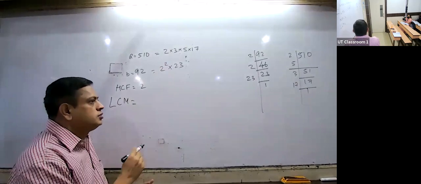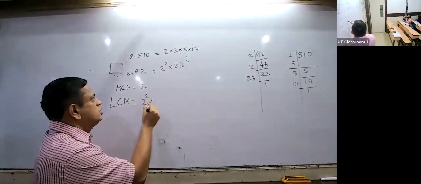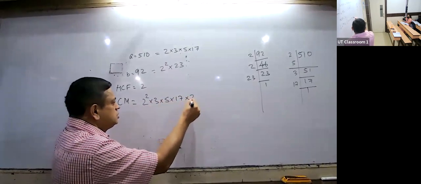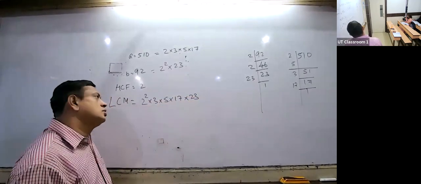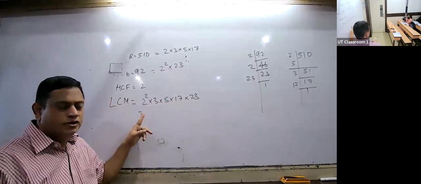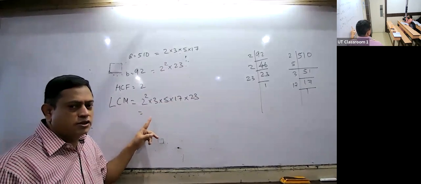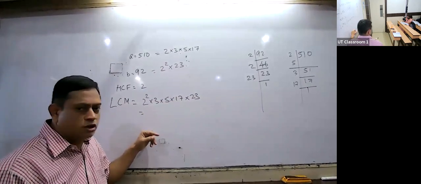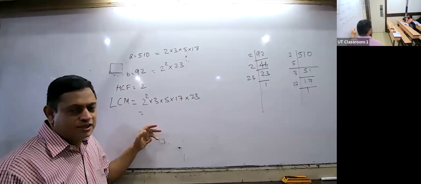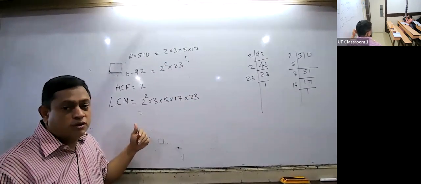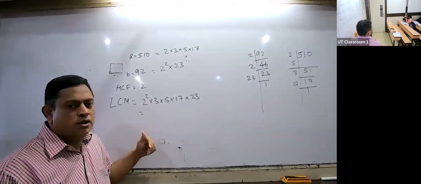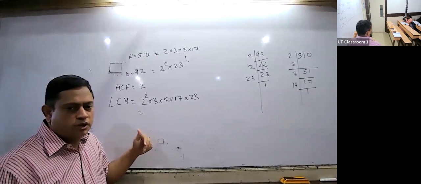2 square into 5 into 3 into 2. Tell in order. 2 square into 3 into 5 into 17 into 23. Yes or no? So multiply. How do you find out? Arshita got the multiplication. 2 square, do you know how much? 4 3s are 12, 5s are 60. 60 into 17. 17 6s are 102. So 102 and 23 multiply.